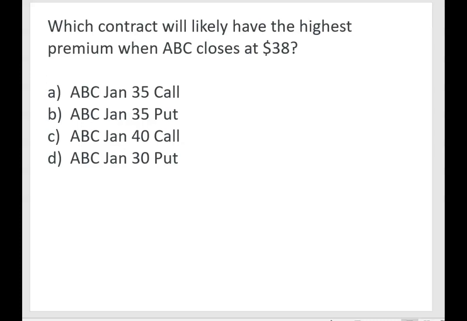Now, if you remember, the premium is made up of two things. The premium is made up of the intrinsic value plus the time value. Now, time value is how much time is remaining until the option expires, because it's only good for a limited time. So the more time there is, the more valuable it is, more time value. All 4 of these options expire in January. So therefore, they all have the same time value. The difference then would be its intrinsic value.